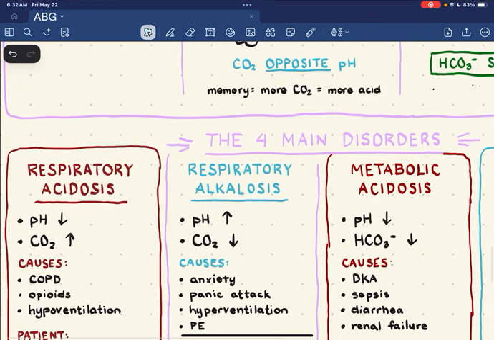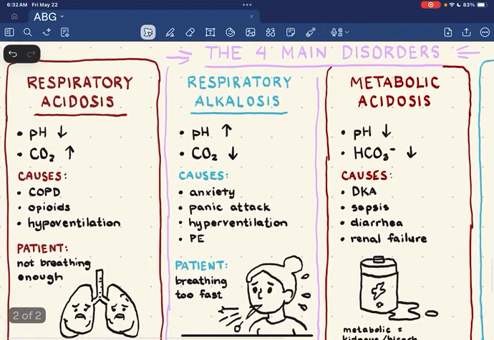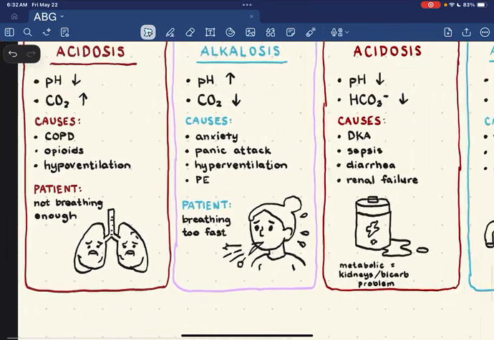So respiratory acidosis is when your pH is low and your CO2 is high. This is typically caused by chronic obstructive pulmonary disease, opioids, and hypoventilation. It's not breathing enough. That's why you have a lung here that's kind of like, I need more air.